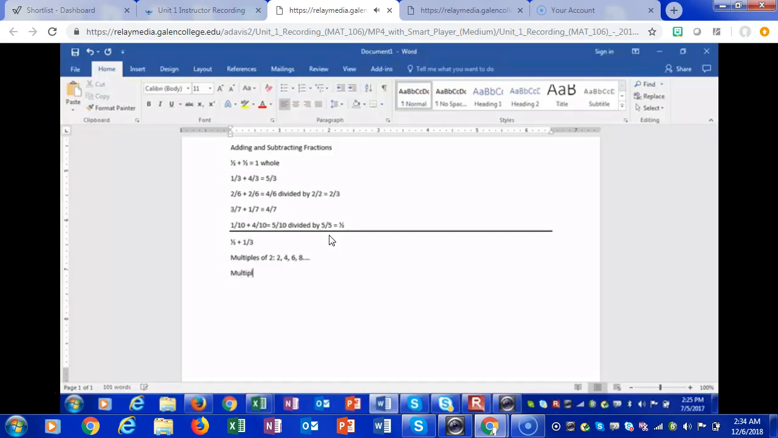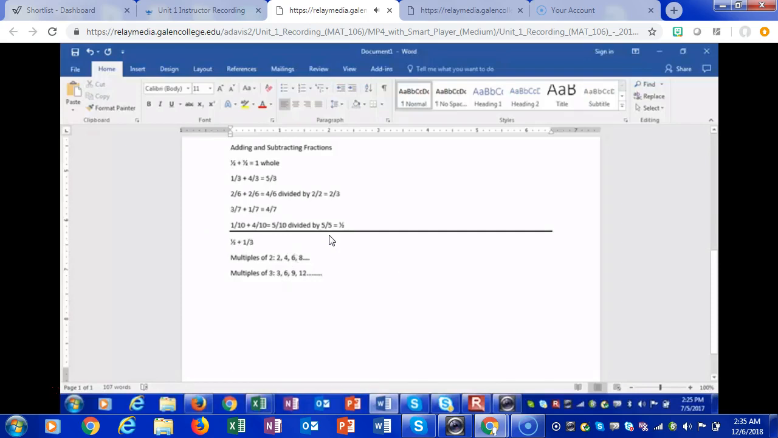And then multiples of 3. 3 times 1 is 3. 3 times 2 is 6. 3 times 3 is 9. 3 times 4 is 12. So on and so forth. What is the common denominator in this case? Look at it, there's a 6 here and there's a 6 here. Or the equivalent of 2 times 3 is just 6.